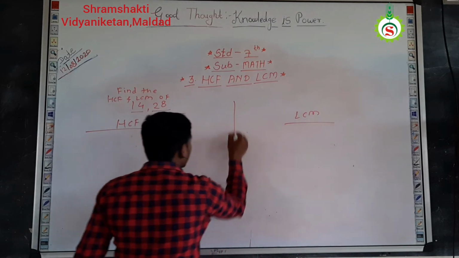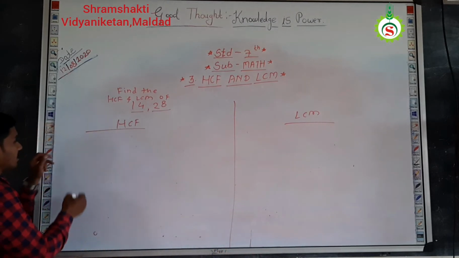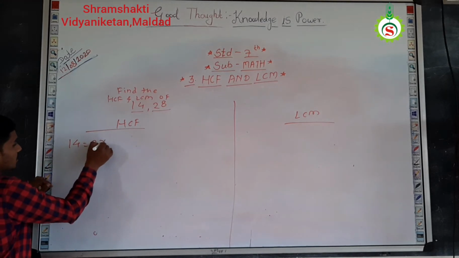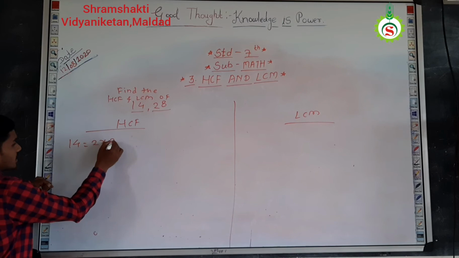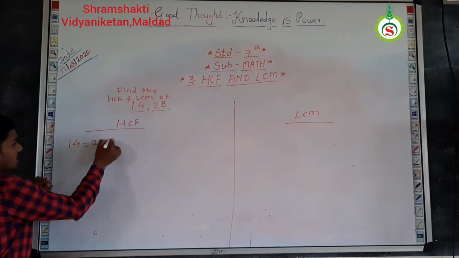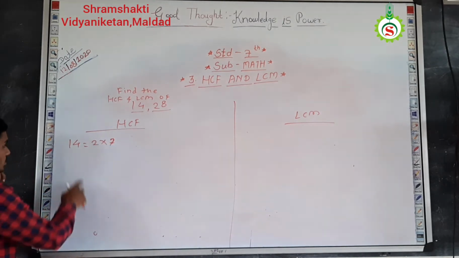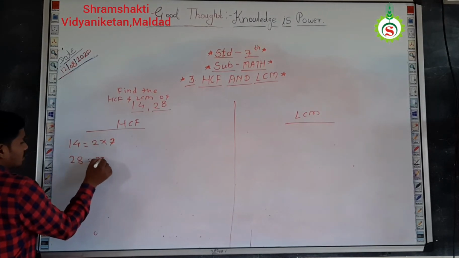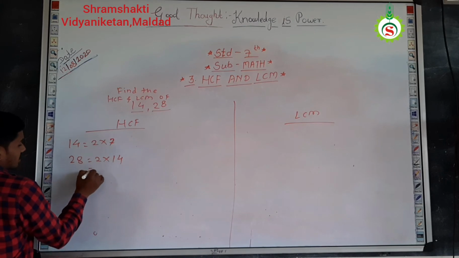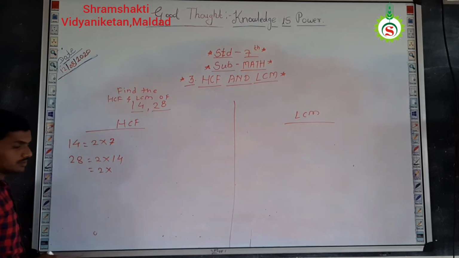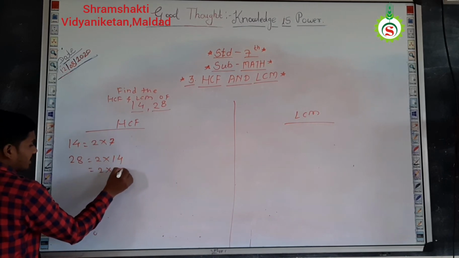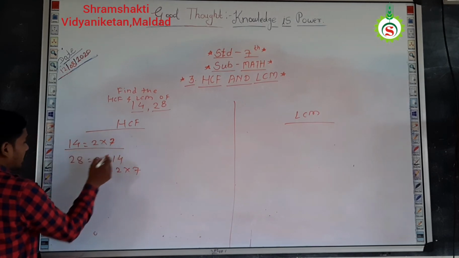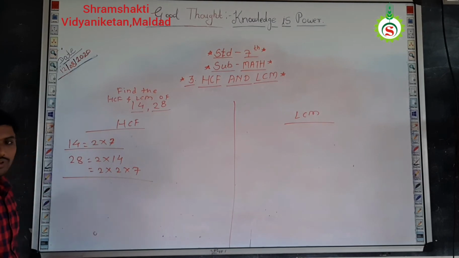Okay. So first I have to find out the factors. So the first number is 14. So factors of 14: 2 into 7. Okay. 2 into 7. So those are the factors of 14. Now 28: 2 into 14. Now again, that 14 can be divided by 2. So 2 into 2 into 7. So those are the factors of 14 and those are the factors of 28.